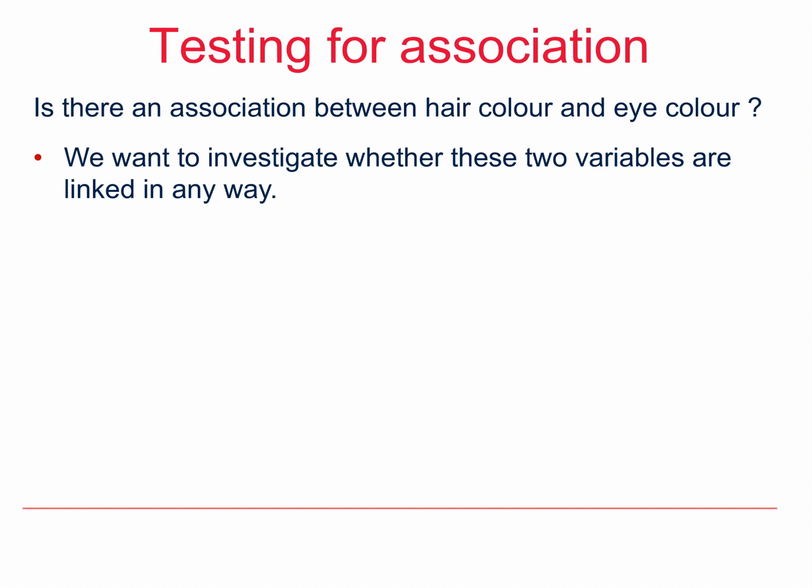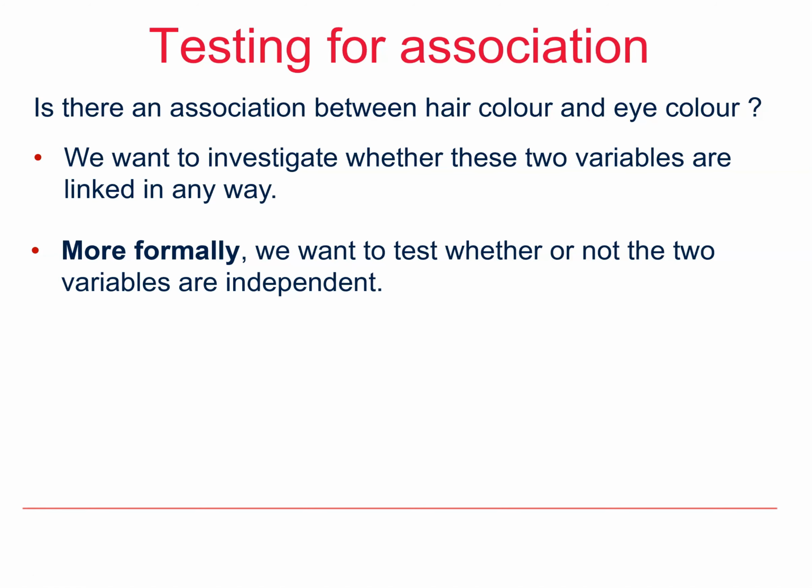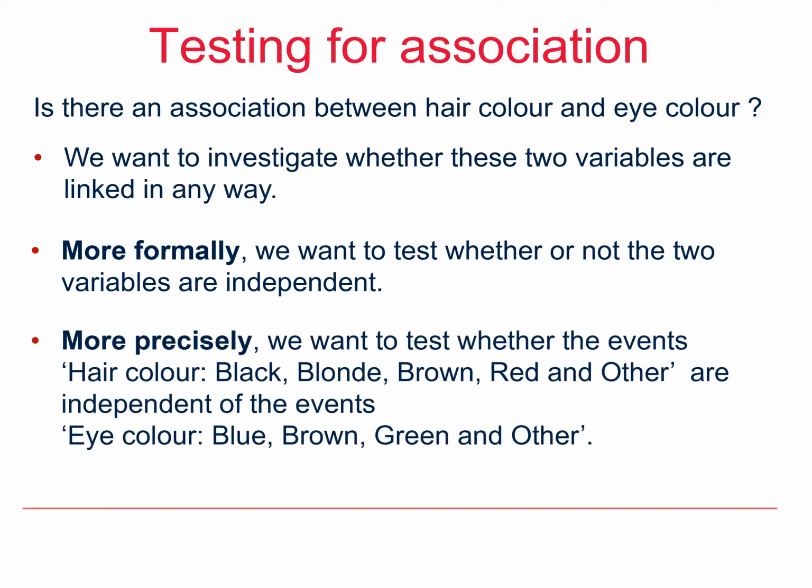If you recall, in order to find our expected values or frequencies, we had to make the assumption that the two variables are independent. So, more formally, we're testing that the two variables are independent against the alternative hypothesis that they are not independent. And to be very precise in this case, we're trying to test whether the events hair colour, black, blonde, brown, red or other are independent of the events eye colour, blue, brown, green and other.